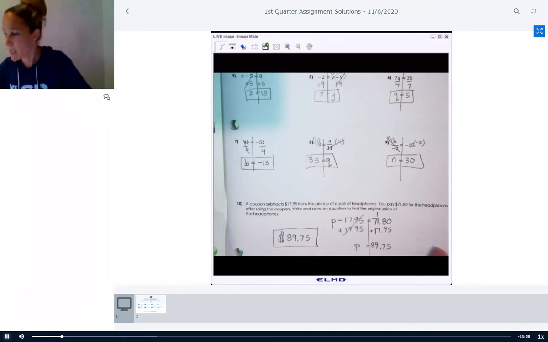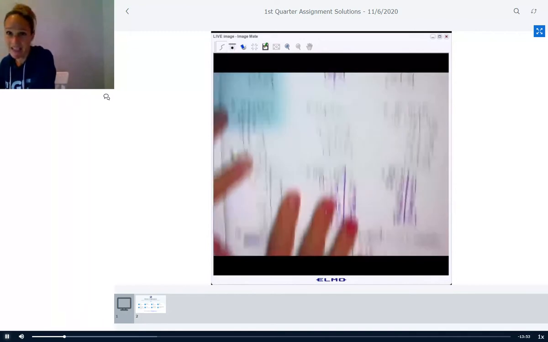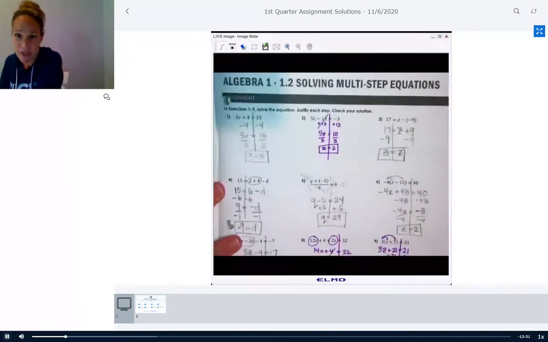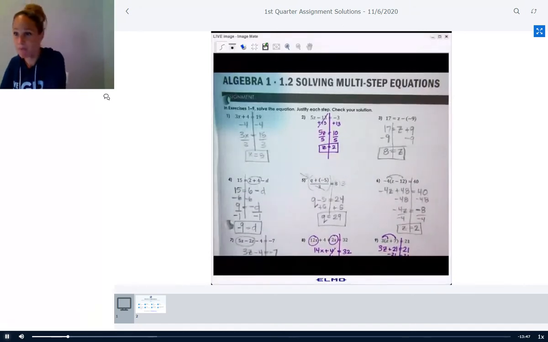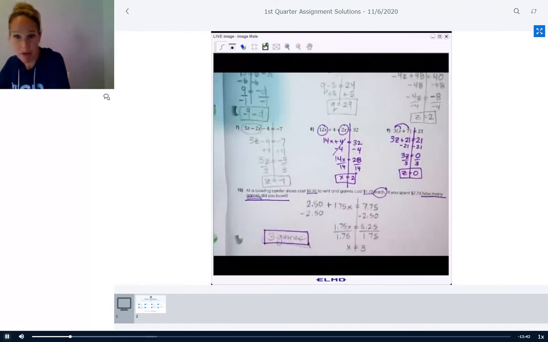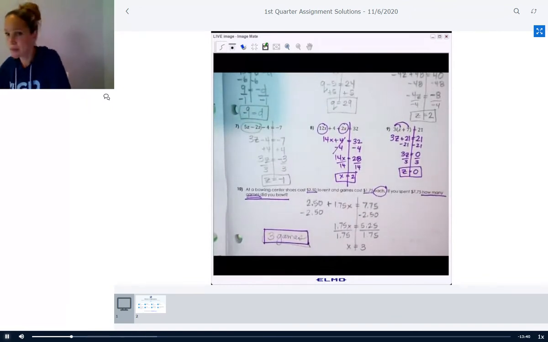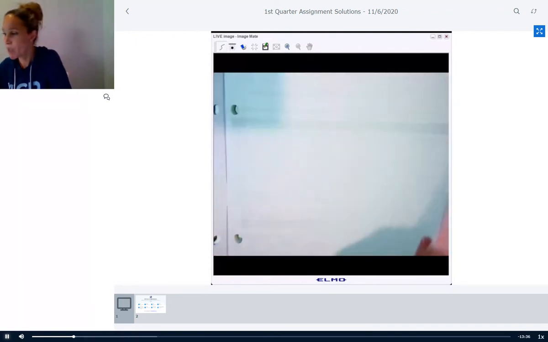I'm going to turn the page on to 1.2 now. Remember, pause at any time if I'm going way too fast, which I know I am. Here is the first part of 1.2 and the second part of 1.2. Okay, next coming up is 1.3.